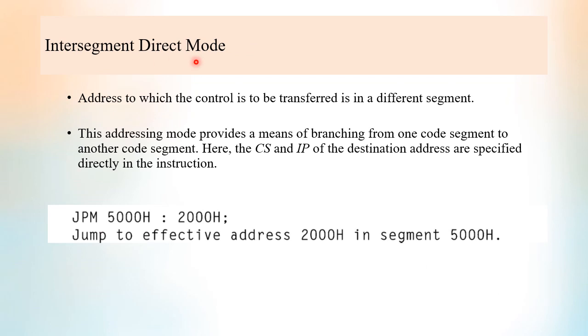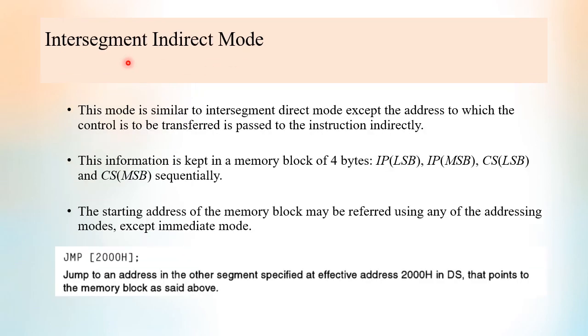Intersegment direct mode. In this addressing mode, the address to which the control is to be transferred is in a different segment. That is, if we have a jump instruction, when the control is transferred, it goes to another segment which is different from the segment in which the jump instruction is present. So such an addressing mode is called intersegment direct mode. Next one is intersegment indirect mode. In intersegment indirect mode, the position to which the control is to be transferred is given in a memory location indirectly, and that is why it is called intersegment indirect mode.